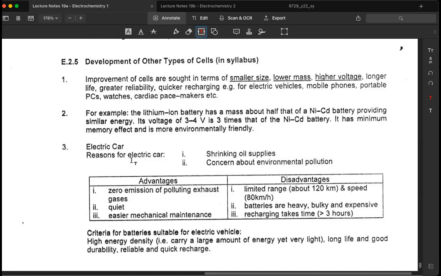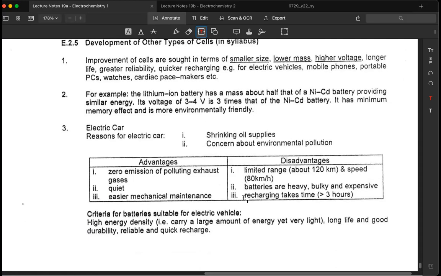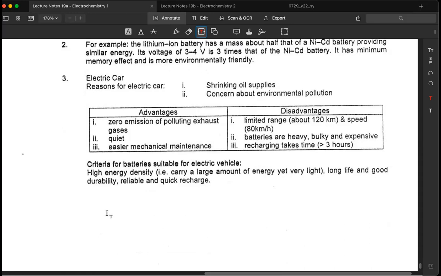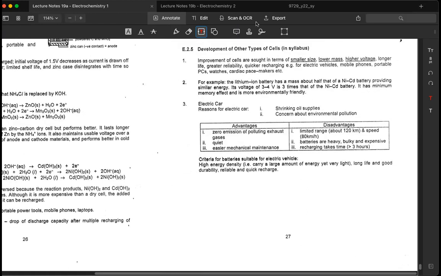Electric car is good, but the range is still quite limited. Your speed cannot exceed 80 for now. Maybe it can already, not sure, the latest research maybe can. And they are quite heavy, so people don't really like electric cars: heavy battery, bulky, and recharging time can take long, but now they have improved already. Now it can take a shorter time, but before that, it was not very good. Okay, so the criteria for batteries for electric vehicles, I thought about this because they keep on talking about it: high energy density, long life, good durability, reliability, and quick recharge. Okay, so that's it.